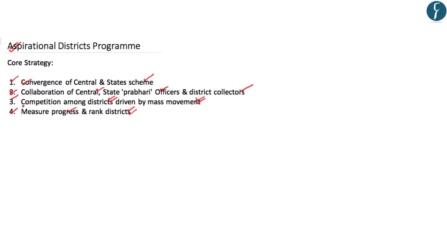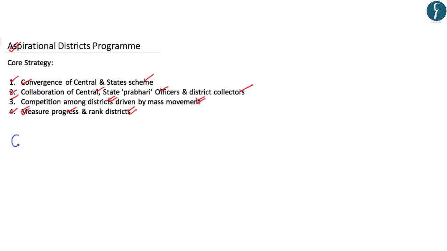And moreover, the assumption is that the competition among districts to improve themselves on a given set of parameters would be driven by the mass movement led by the central and state officers, the civil society, corporates, and the residents of that district. And lastly, this progress on various parameters would be measured in a given methodology, and subsequently, a ranking would be given to each district.